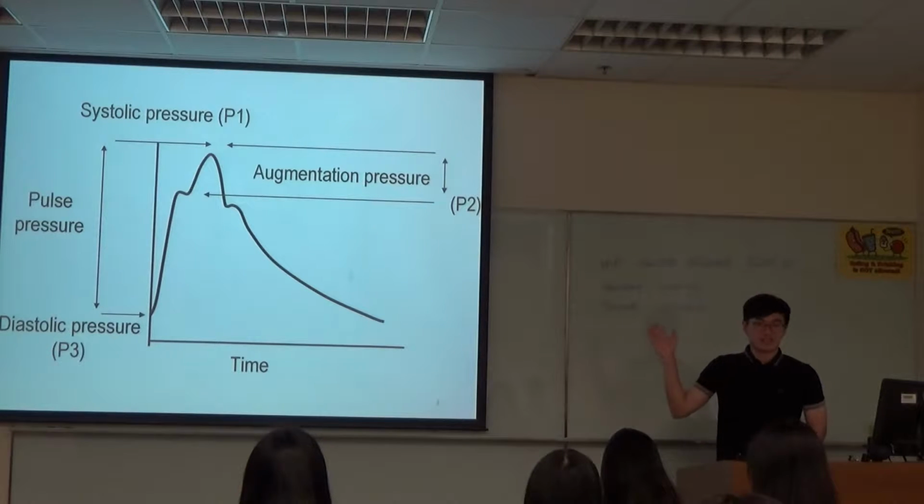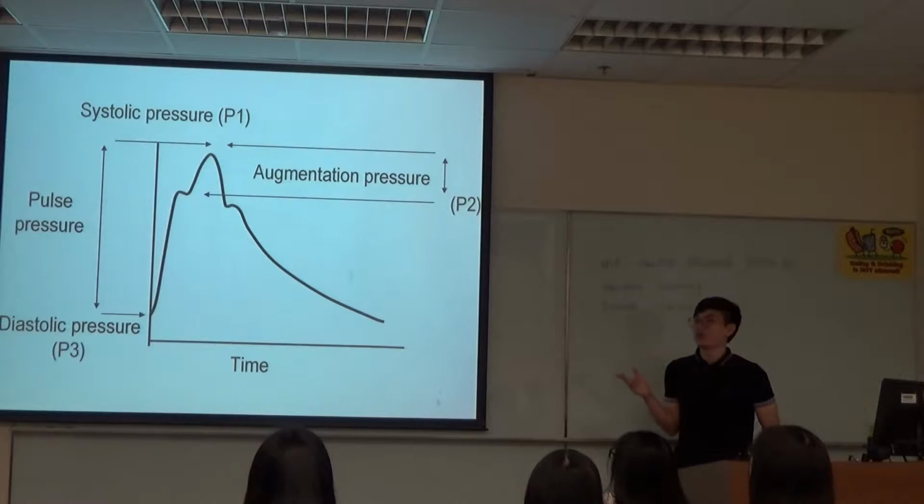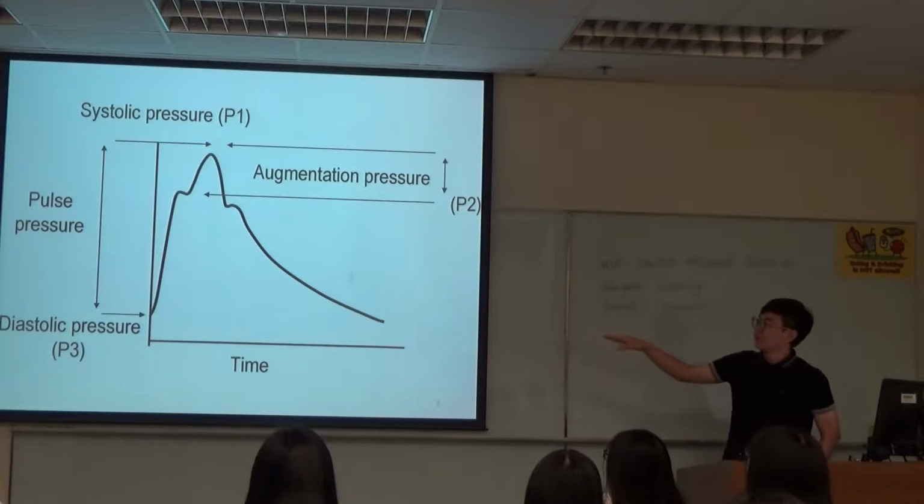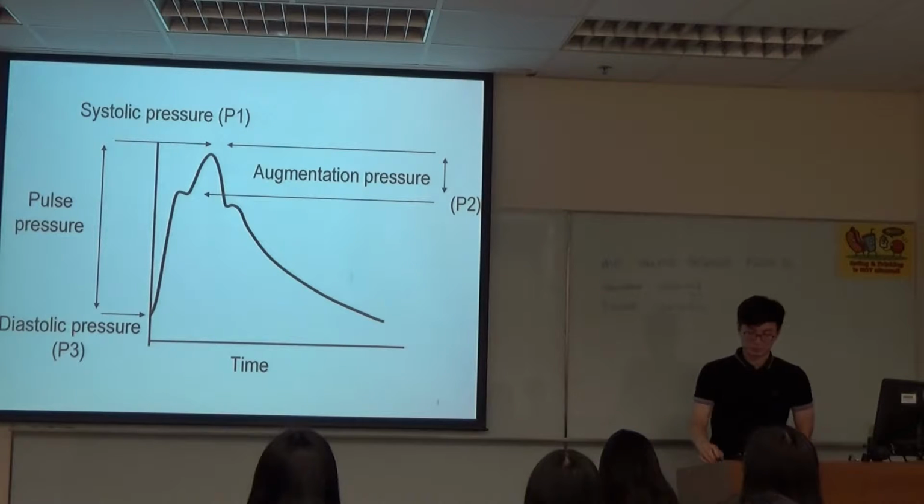And this is just the definition, but you have to know about the systolic pressure and the diastolic pressure. The systolic pressure is the highest point of the blood pressure waveform. This is a blood pressure waveform. And the diastolic pressure is the lowest point. So these two points determine the health condition of your own blood pressure.